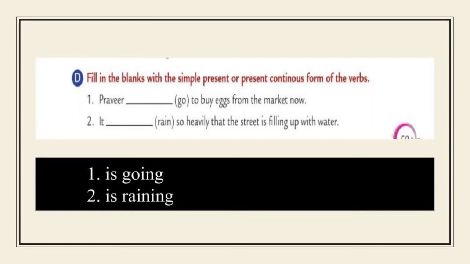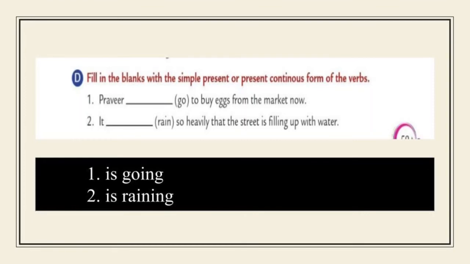So present continuous. We should use present continuous because it is the action happening at the moment now. Okay, the action is happening now. So that's why we used present continuous. Pravir is going to buy. It means it is going to happen in future, but we are already planned. So Pravir is going to buy eggs from the market now.